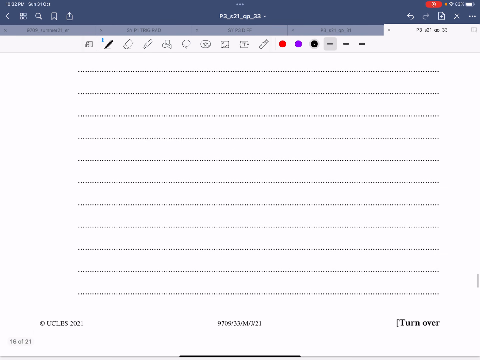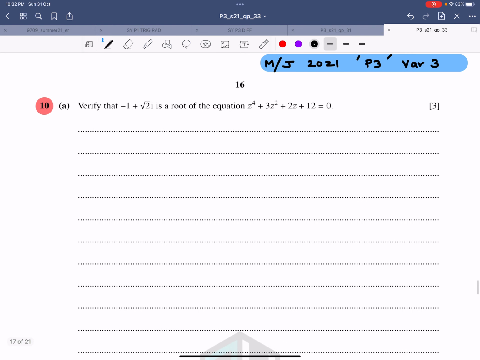Now let's move to the last question, which is about complex numbers, the algebraic aspect of a complex number. It says verify that minus 1 plus root 2i is a root of this equation.